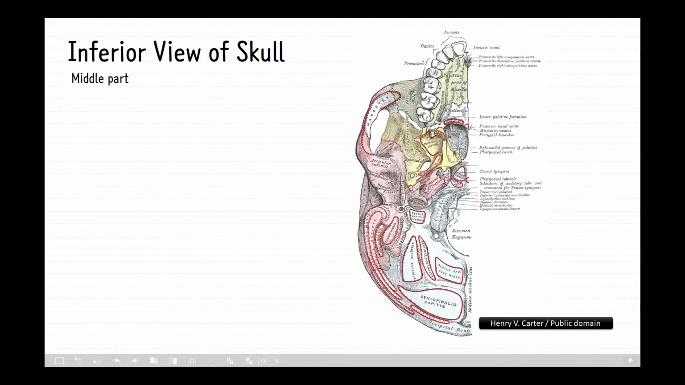The next structure we will talk about is the groove for the auditory tube. The lateral half of the greater wing of the sphenoid bone articulates by means of a synchondrosis with the petrous part of the temporal bone.